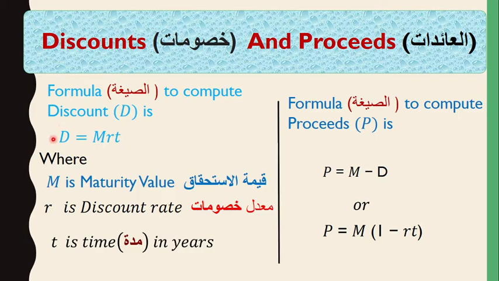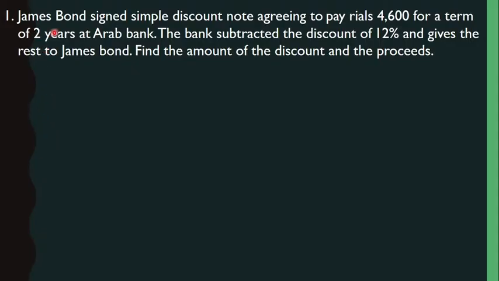Let me see the problems based on this. Question number 1. James Bond signed a simple discount note agreeing to pay 4,600 riyals for a term of 2 years at Arab Bank. The bank subtracted the discount of 12% and gave the rest to James Bond. Find the amount of the discount and the proceeds.